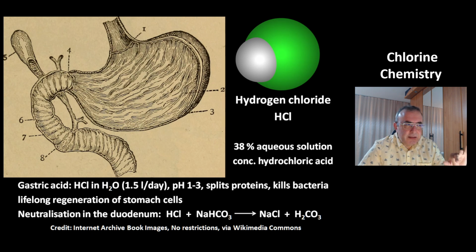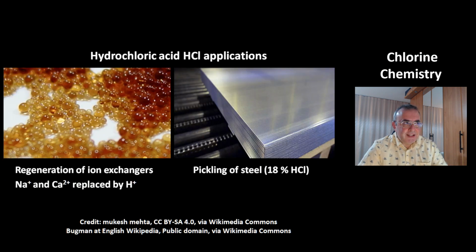Later, the hydrogen chloride is neutralized in the duodenum by sodium hydrogen carbonate, which gives you sodium chloride and carbonic acid. These are two examples of applications for HCl, hydrochloric acid. At the left, that's for the regeneration of ion exchangers. The sodium and calcium ions are replaced by protons, and then the ion exchanger is ready for another use.